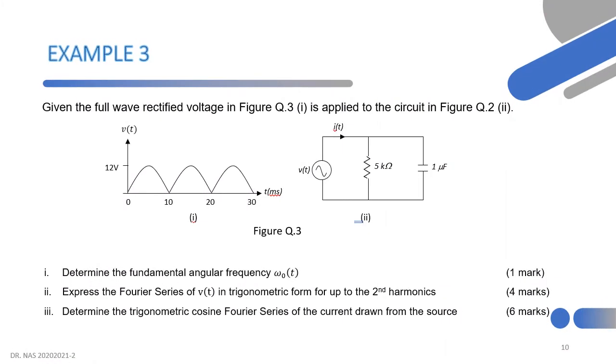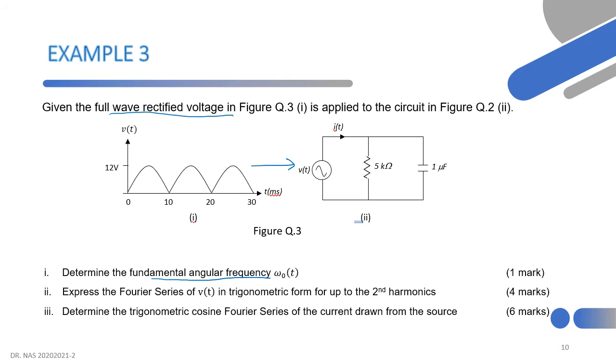Okay, now let's look at the third example. So given the full wave rectified signal, and this signal is basically the input signal into this circuit. So you need to solve for 3 sub-questions. The first one, determine the fundamental angular frequency omega naught in radian per second.